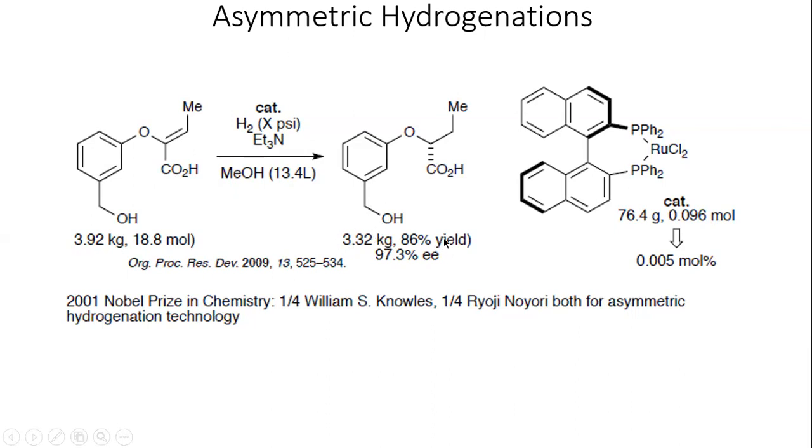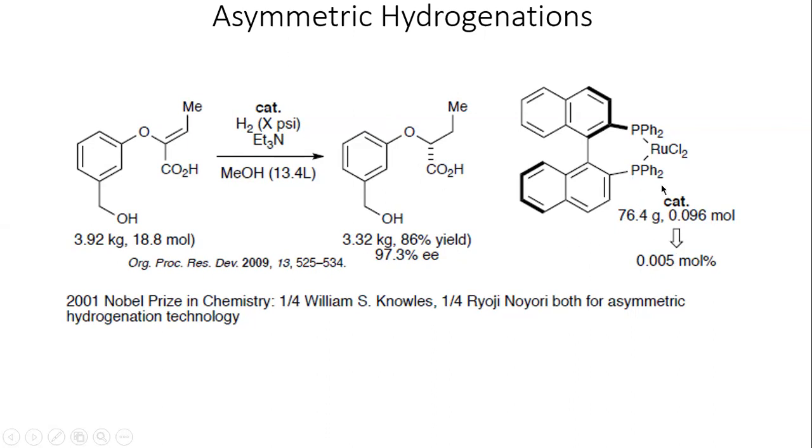3.32 kilograms, so about 86% yield of the hydrogenated product, where the hydrogen added here, to the front face. 86% yield and 97% ee. That is literally the holy grail of asymmetric catalysis, right? High enantioselectivity, high yield, very low catalyst loading. Look at the amount of catalyst that's used, 0.005 mole percent of catalyst.